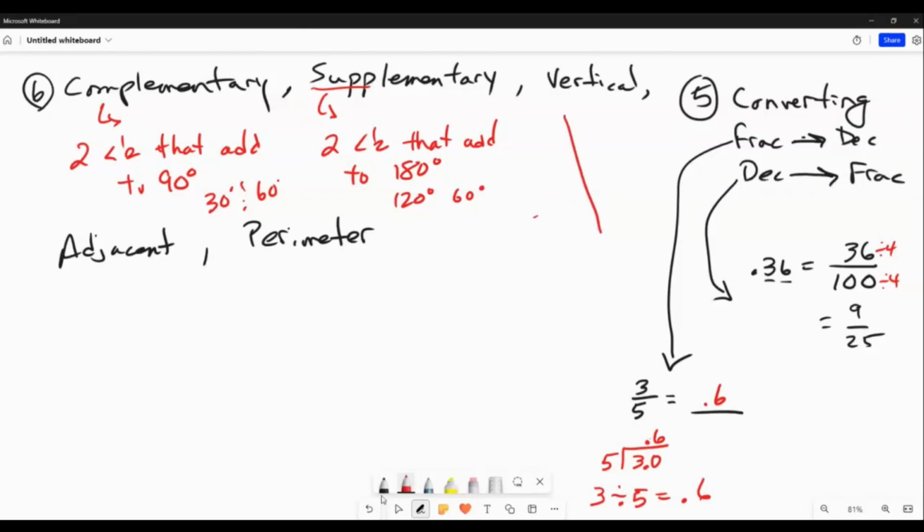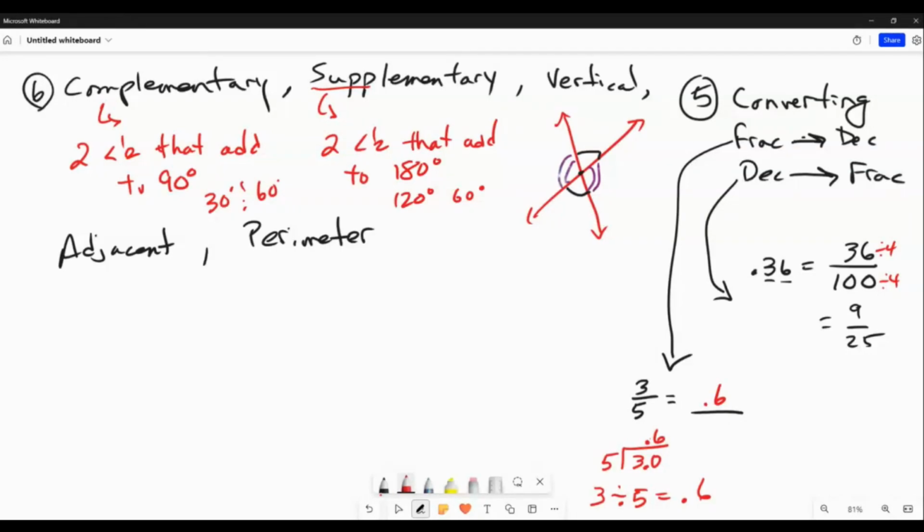Vertical angles are formed by lines that intersect, and those angles are across from each other. So this angle and this angle are vertical angles. They touch at the vertex point. This angle and this angle are vertical angles. They touch, but they're across from each other.